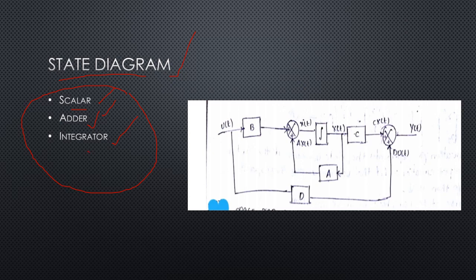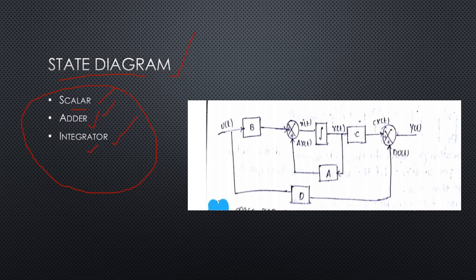And the next element is integrator. Integrator is used to integrate the signals. Generally in our state space analysis, the integrator is used to integrate the first derivative of state variables in order to get the state variables as output. So when the first derivative of state variable is integrated, then what is the output of the integrator? State variable.